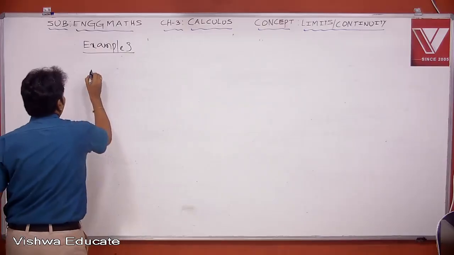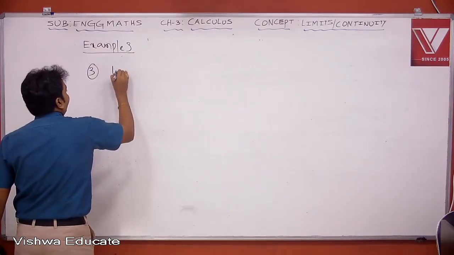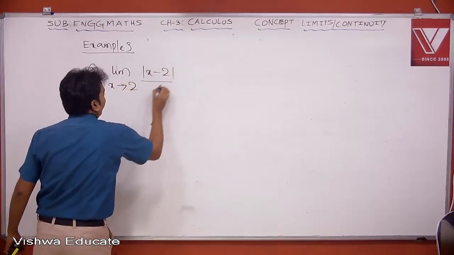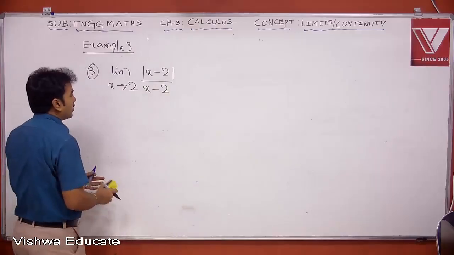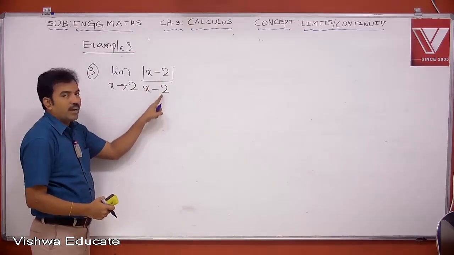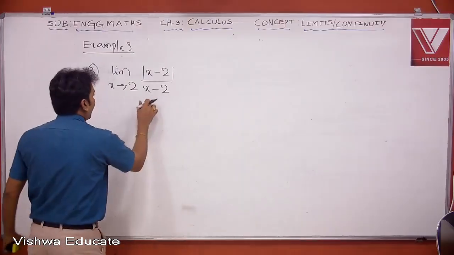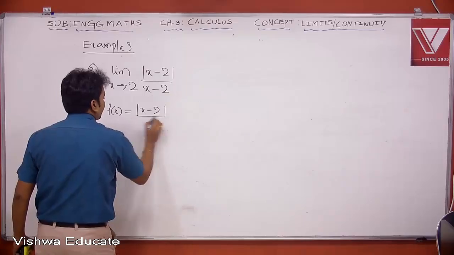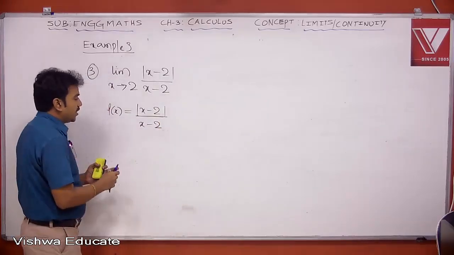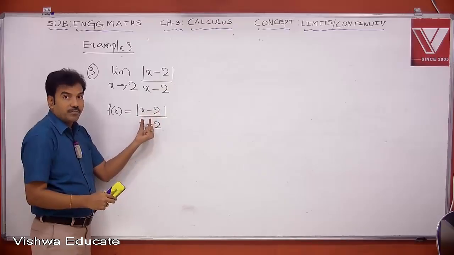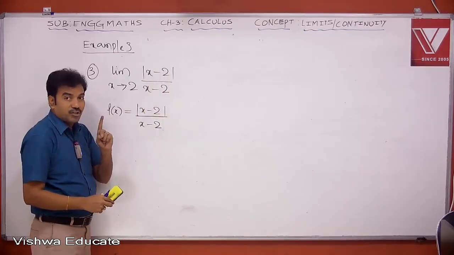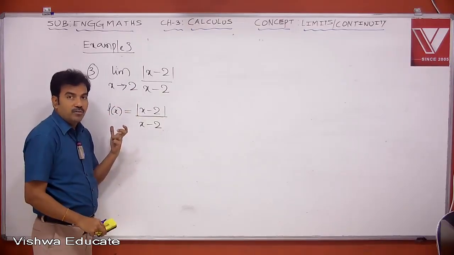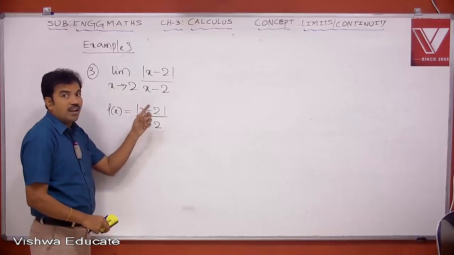Discuss example 3. That is, evaluate the limit as x tends to 2 of modulus of x minus 2 divided by x minus 2. What is my f of x? f of x is modulus of x minus 2 by x minus 2. So here also, as we saw earlier, the modulus function takes two different forms. Indirectly it seems to be a simple function, but it involves more than one function. So when the function has multiple forms, we need to evaluate both LHL and RHL.